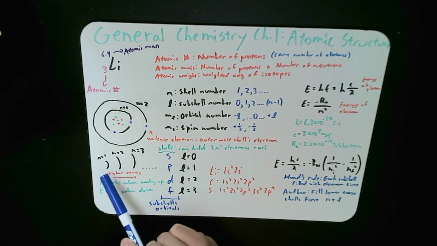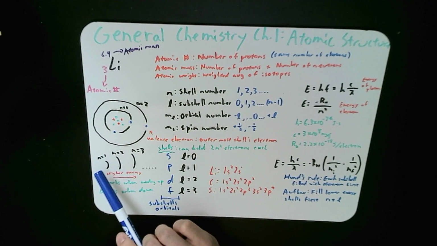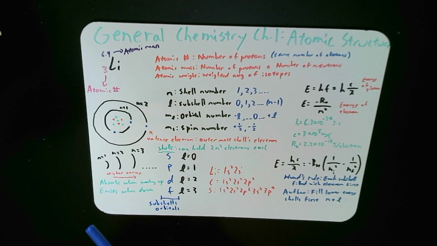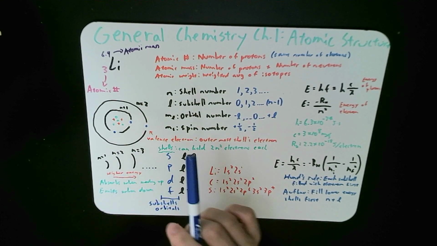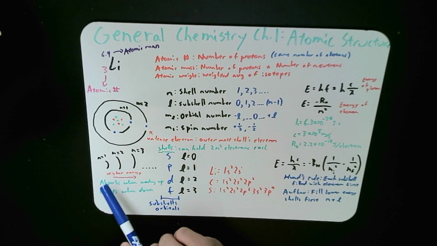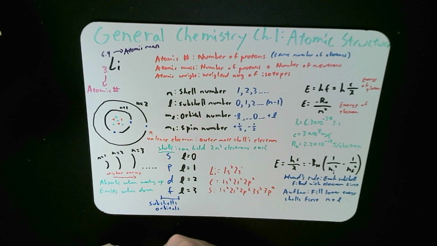Now notice here, when we have subshells, or when we have shells in general, n equals 1, n equals 2, n equals 3, the higher the electron goes in the shells, the more energy that electron carries.